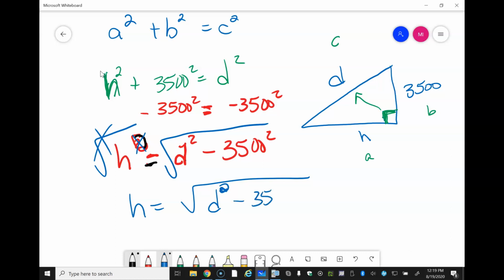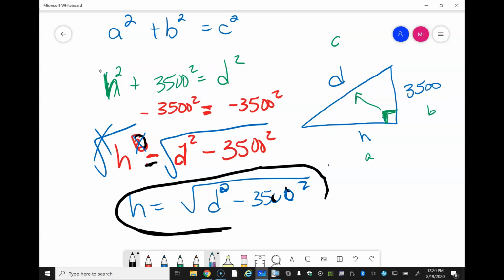minus 3,500 squared. So that's supposed to be a square. My pen went out a little bit, but that's supposed to be a square. So this is actually going to be the answer for this particular problem. And when it says expressed as a function, this is what we're looking for as the answer.